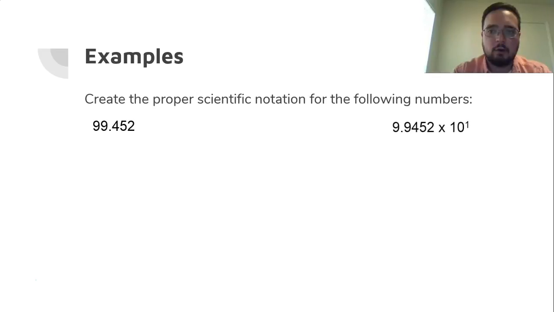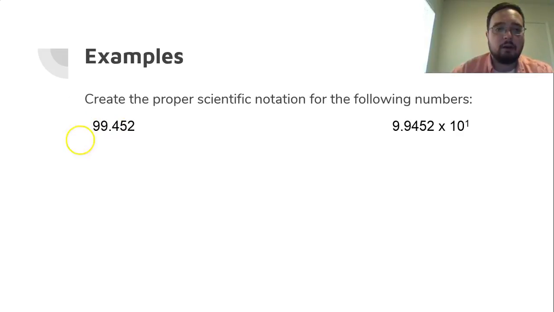All right. So what you get is 9.9452 times 10 to the first. What we did is take this and say that it was greater than 1, so I know that my exponent is going to be positive. So I've got to move the decimal over a number of spaces until I have one digit in front of it.